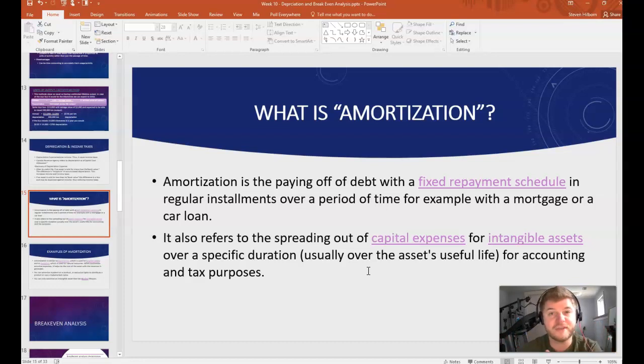Same with your vehicles. If you do a car payment plan where you walk in and it's like a 7-year payment plan, that's amortized over 7 years. And that's essentially what that means.